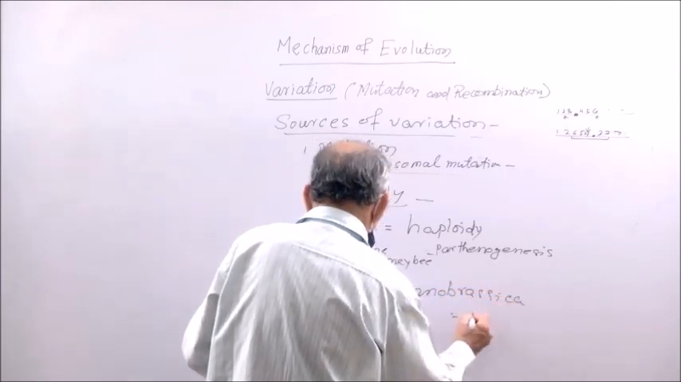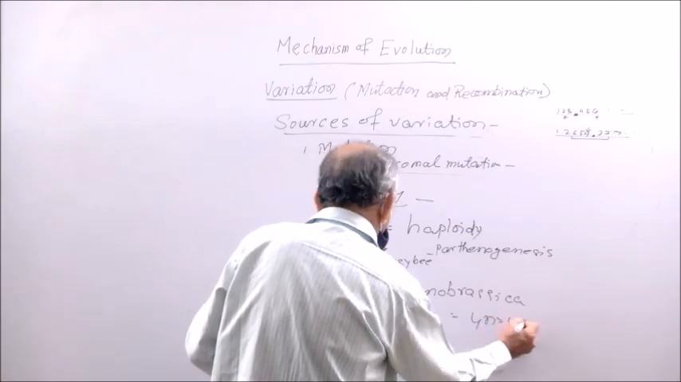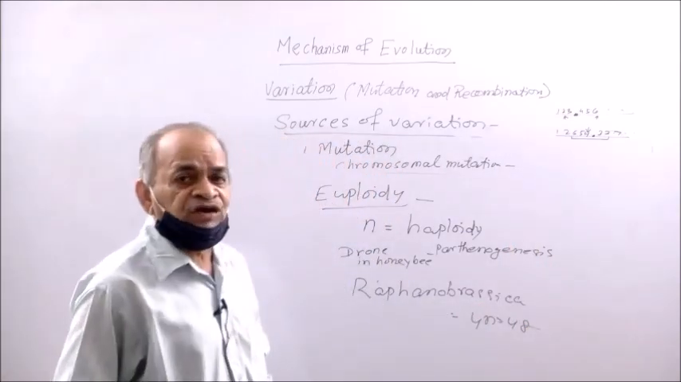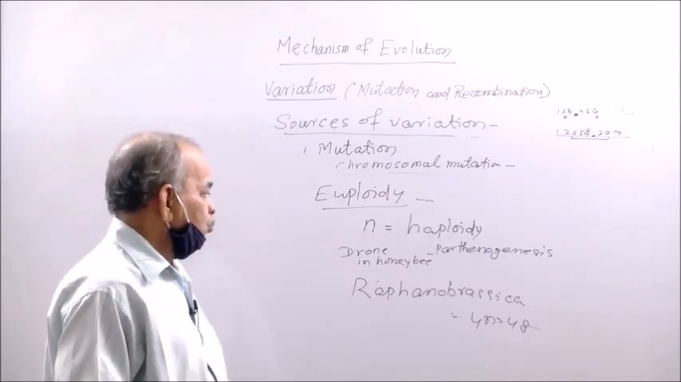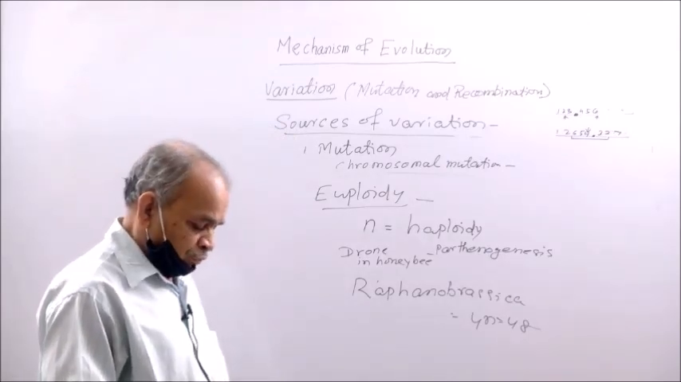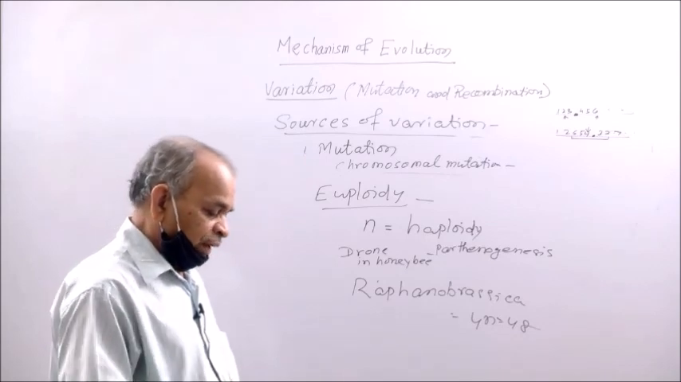Another example is Raphanobrassica, where 4n is equal to 48. 4 sets are present: 2 sets contributed by Raphanus and the other 2 sets by Brassica. It becomes 4n is equal to 48.